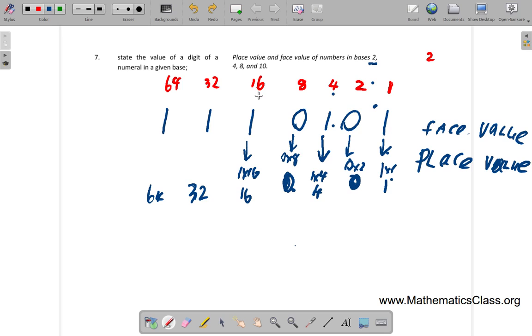This one, the fifth from the right, is telling you how many 16s you have. So it is 1 sixteen, right? So even though it's a binary number, I'm writing the base 10 equivalent here. This is 1 sixteen, this is 1 thirty-two, and this is 1 sixty-four, the place value. All right, we're going to look at face and place value of a base 4 number next. Let's keep that for a different video.